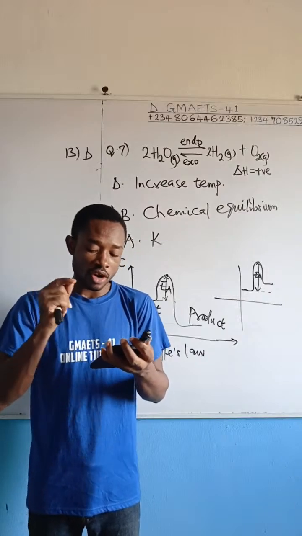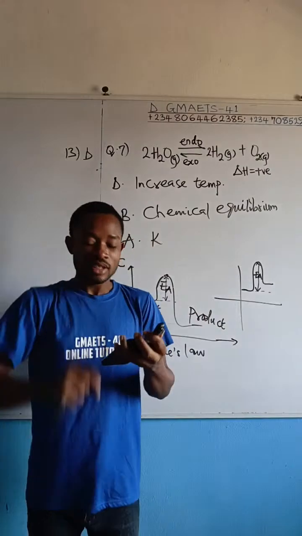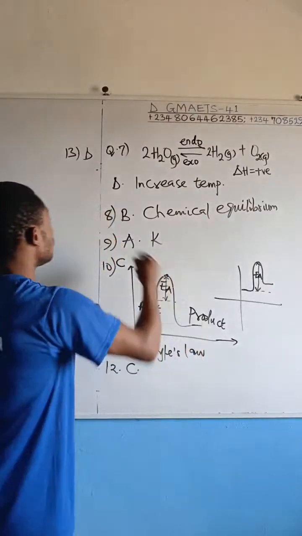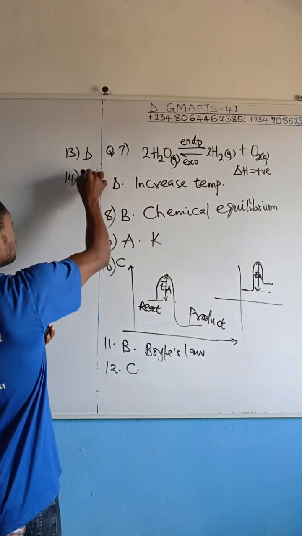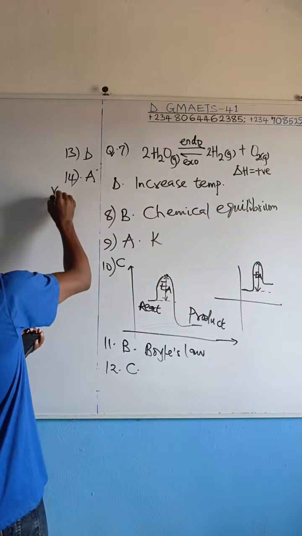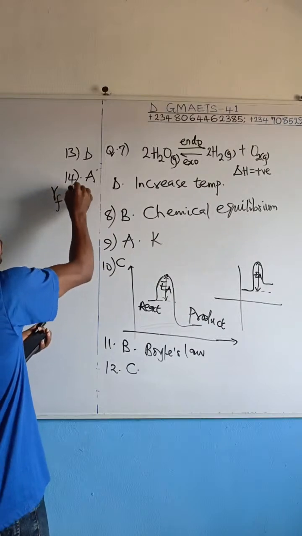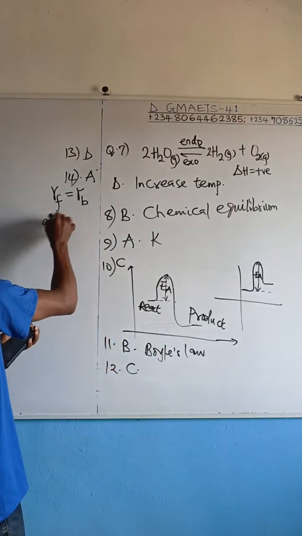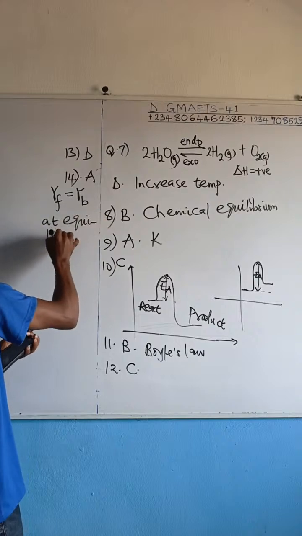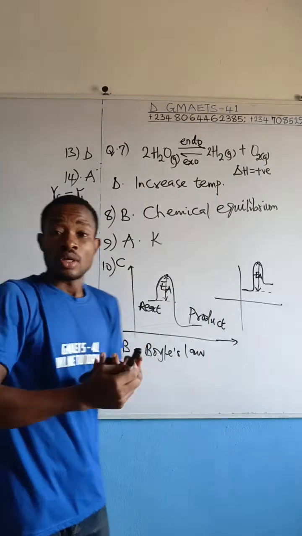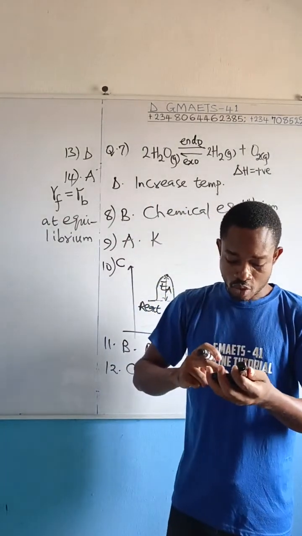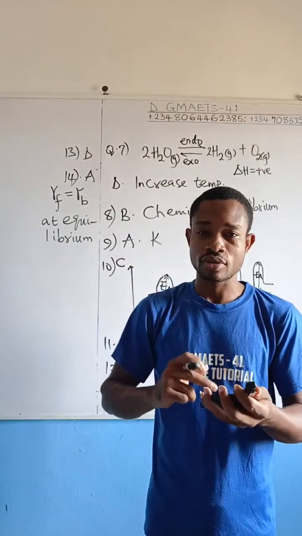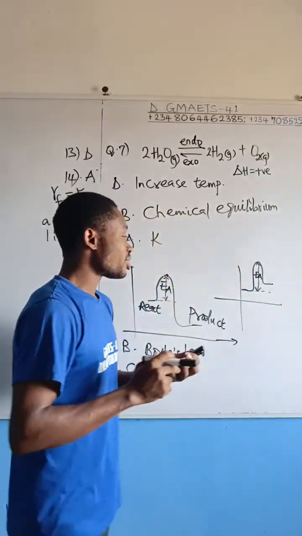So you take note, the rate of forward reaction in the equilibrium state is equal to the rate of the backward reaction. That is option A. Number 14 is option A. Forward reaction, let me use arrow F, is equal to backward reaction, let me use arrow B, at equilibrium. That's good. Now we've been able to do justice to these 14 questions. And I hope you learned something cool.